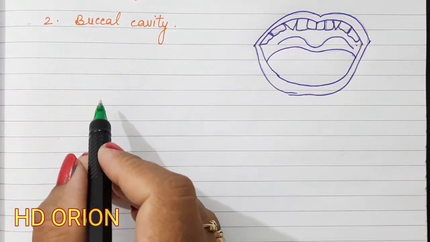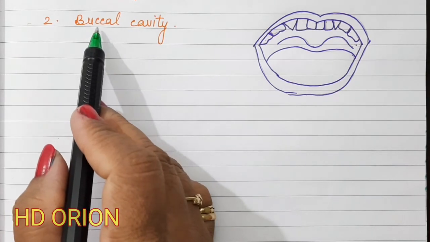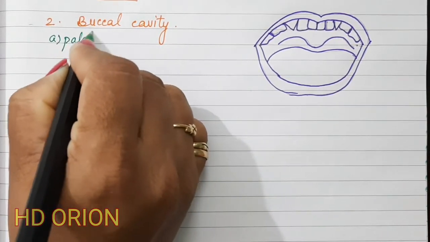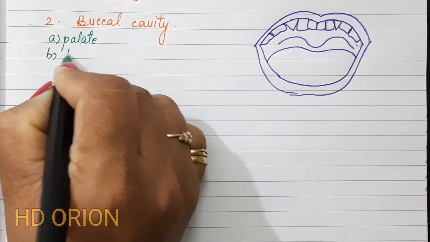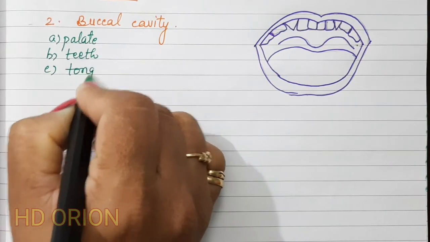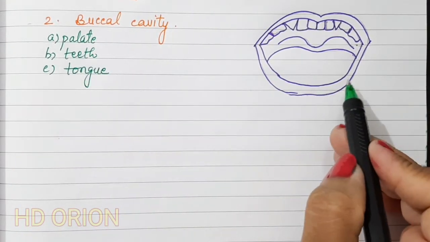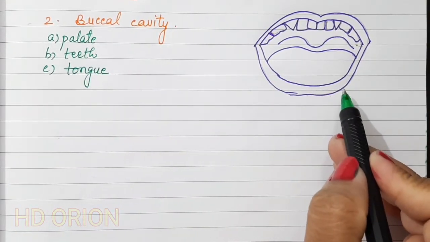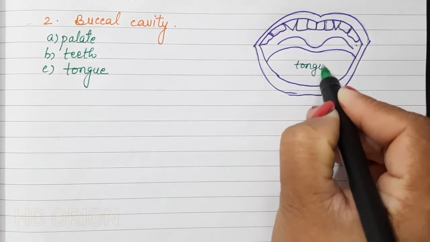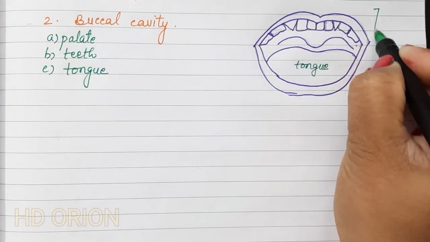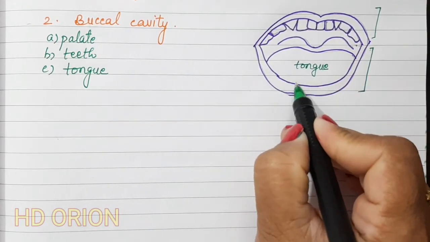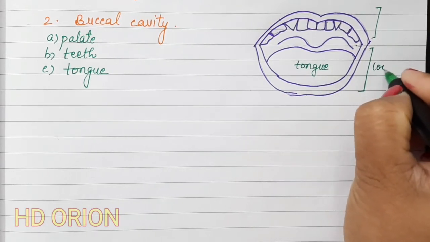Now the 3 parts that are included in the buccal cavity are the palate, the teeth and the tongue. This is the figure to show the parts of the buccal cavity. This part is the tongue. Here is the upper jaw and here is the lower jaw. I have not drawn the teeth in the lower jaw.